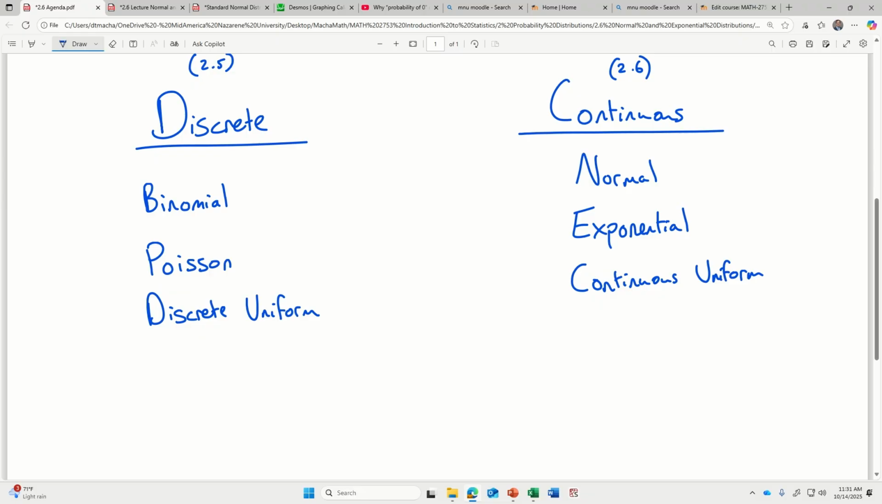Binomial, Poisson, and discrete uniform are always discrete random variables. Normal, exponential, and continuous uniform are always continuous random variables. So the wording for the continuous is the normal distribution, or exponential, or continuous uniform. So it will say one of those in the question. No, not necessarily.